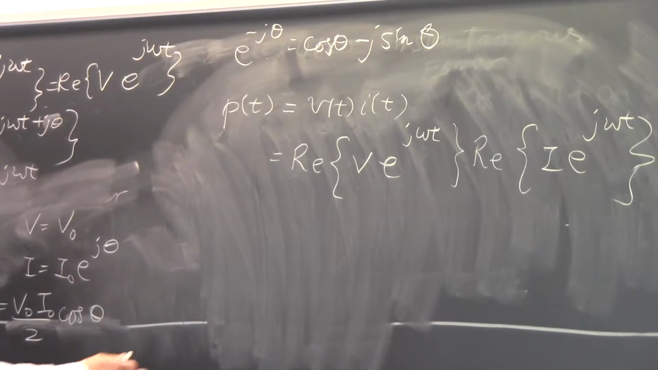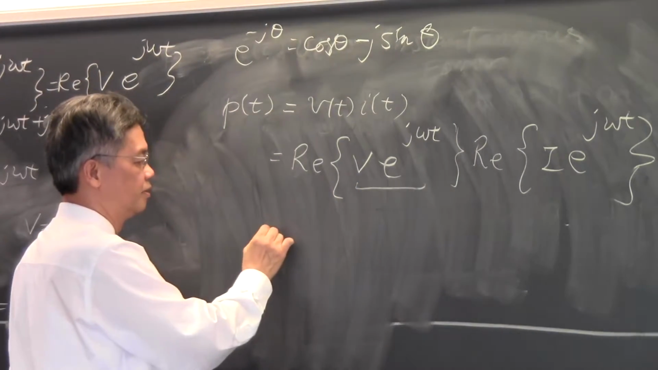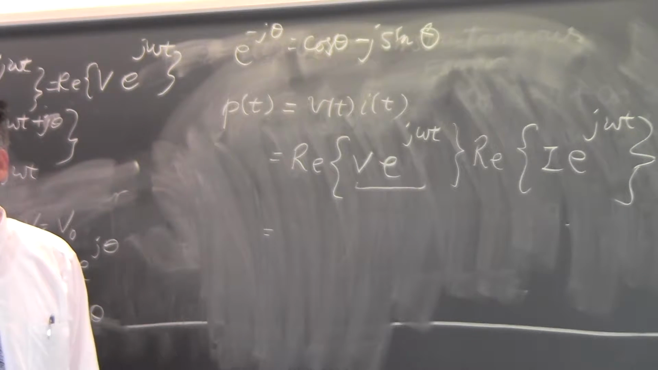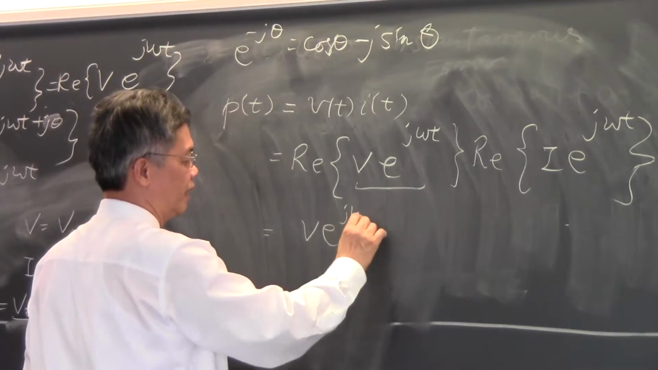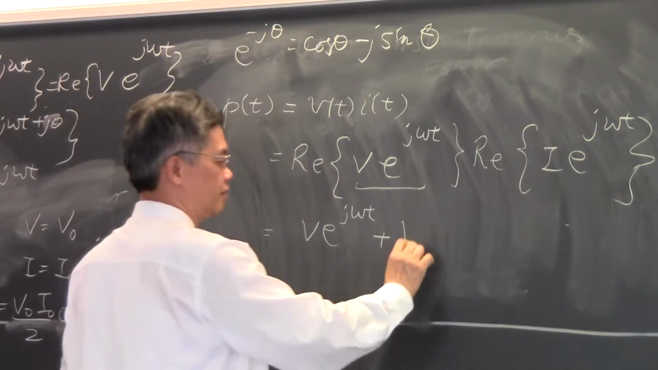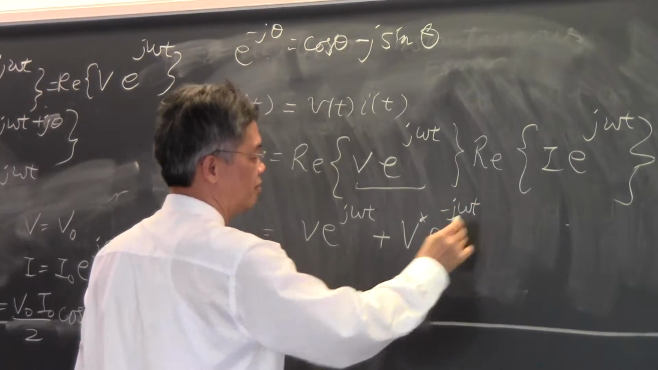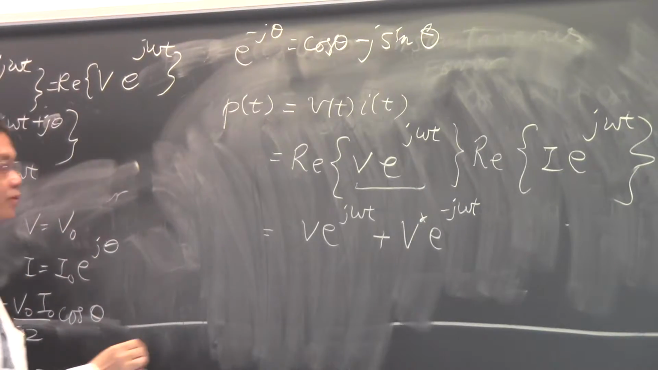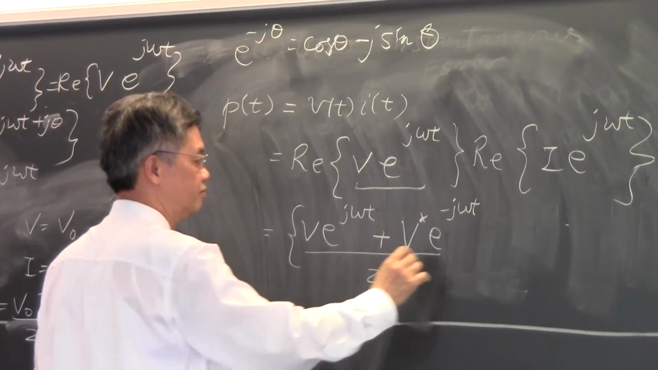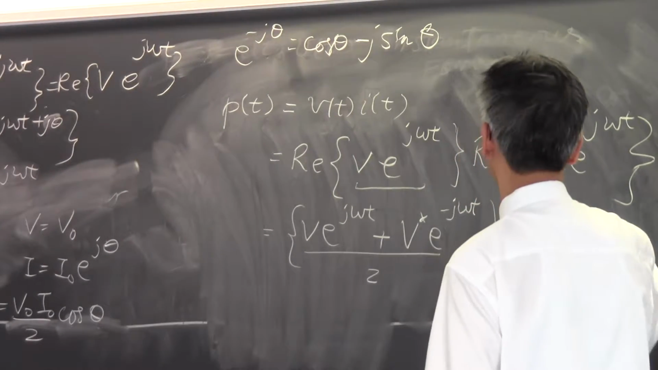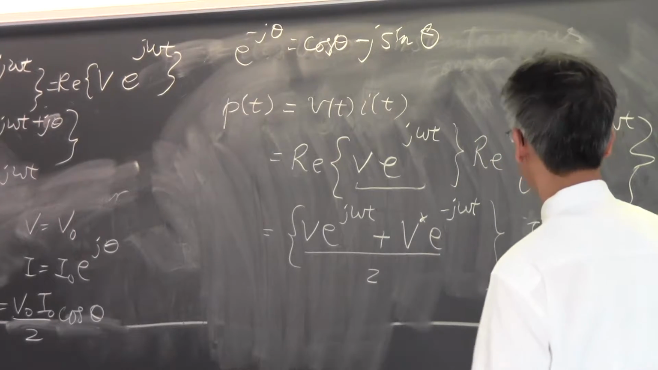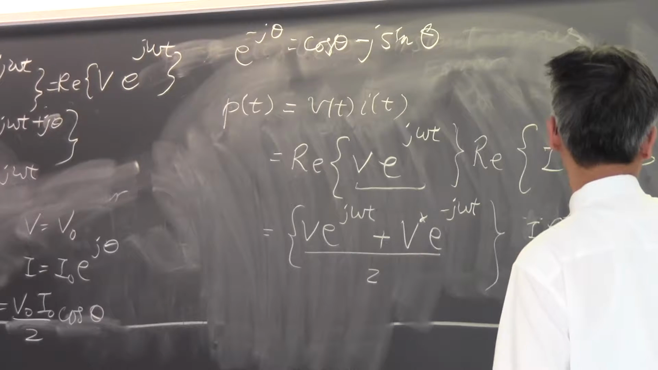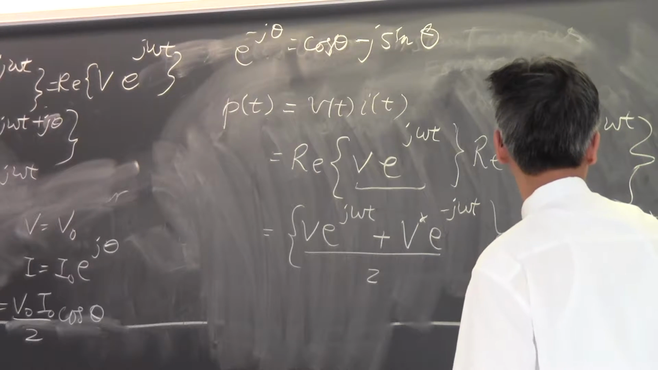But how do I write the real part of a complex number in other forms? The real part of a complex number in another form is that itself plus its complex conjugate, divided by 2. Okay, so I can write this as V e to the j omega t plus its complex conjugate, which is this thing over here, divided by 2. I do likewise for the second term. I will have I e to the j omega t plus I complex conjugate e to the minus j omega t, divided by 2.